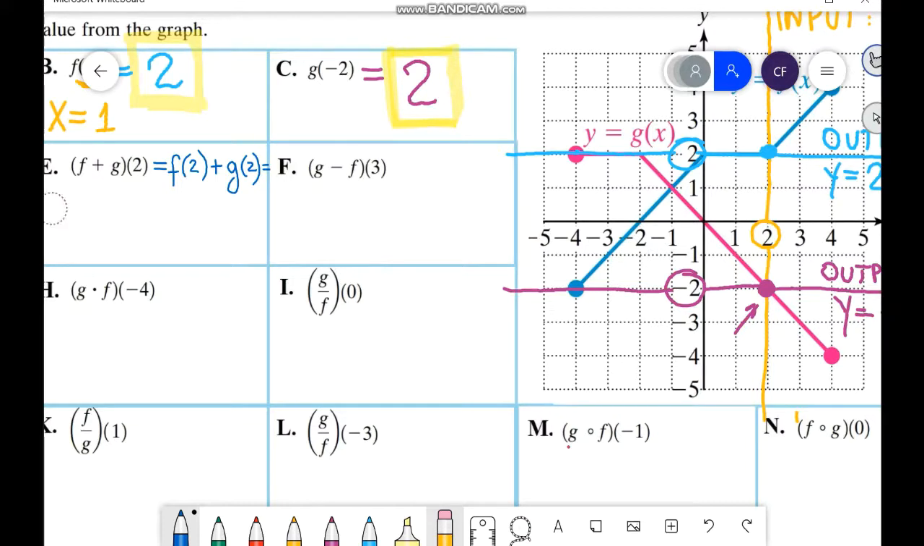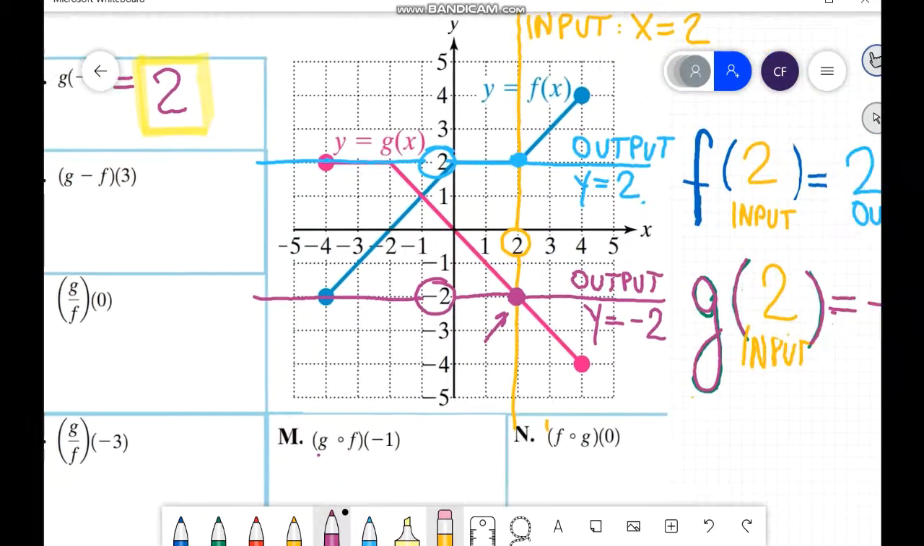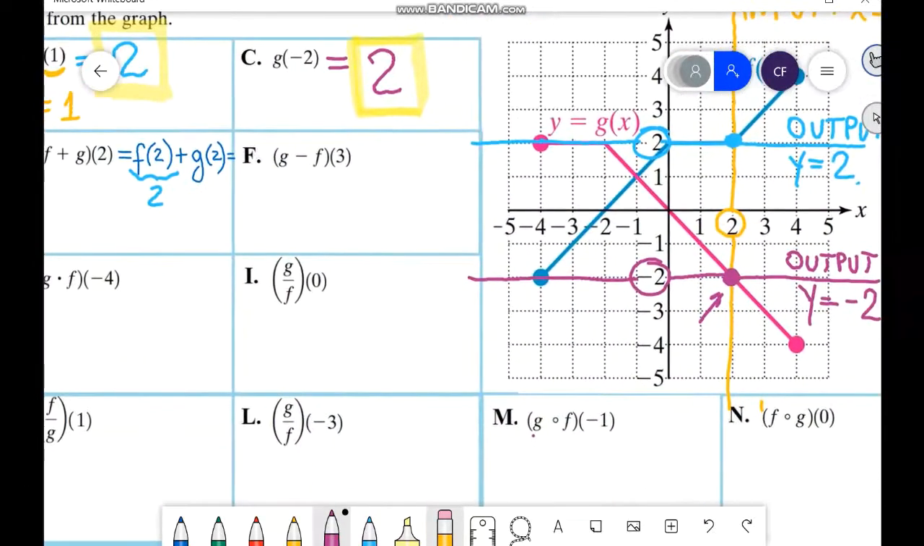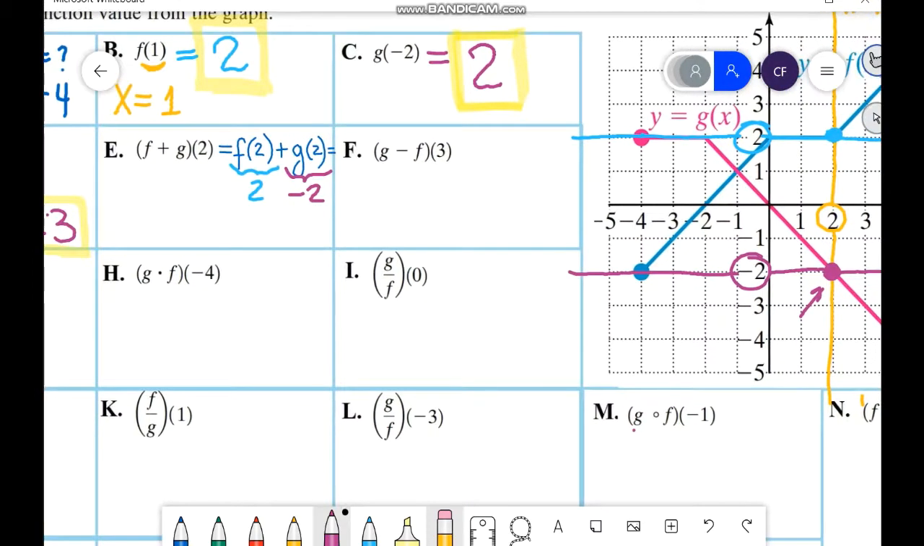Now go back to the question, because we have f of 2, which is 2. g of 2 is -2. 2 minus 2, 0 is the right answer. It's a bit confusing. What do you think?